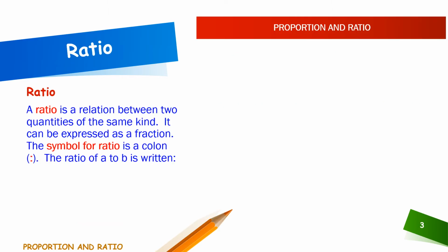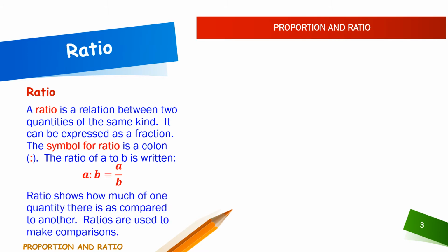A ratio is a relation between two quantities of the same kind. It can be expressed as a fraction. The symbol for ratio is a colon. So the ratio of A to B is written as A colon B, which equals A over B. Ratio shows how much of one quantity there is as compared to another, and ratios are used to make comparisons.